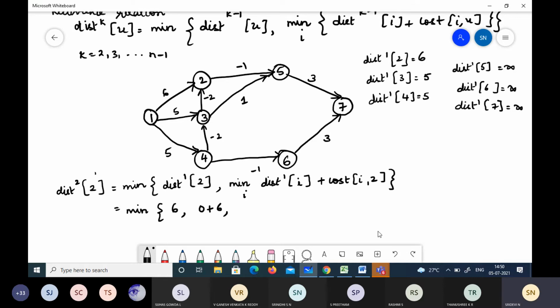Let me repeat it. What we are trying to do here is place 2 edges between 1 and 2, and we are just checking whether placing 2 edges can give you a minimum distance compared with 1 edge. So for that, this is the formula we have. So the minimum distance from k minus 1 to u is this. I will be varied from 1 to 7, leaving the one which you have selected as the target to which you have to find the shortest path. The 2 is the one.